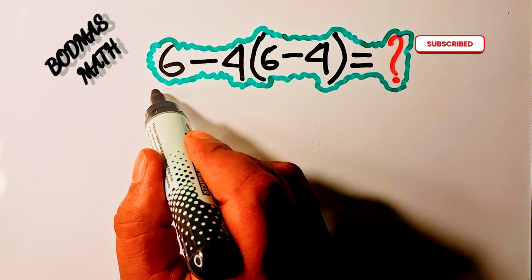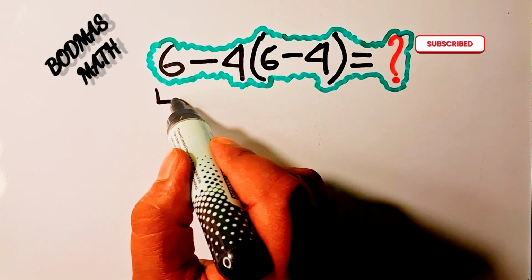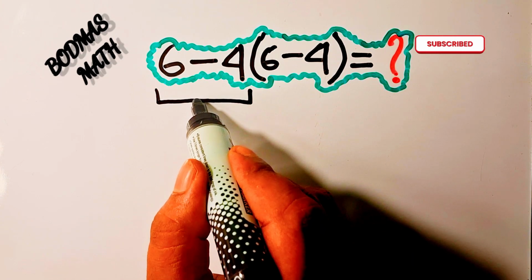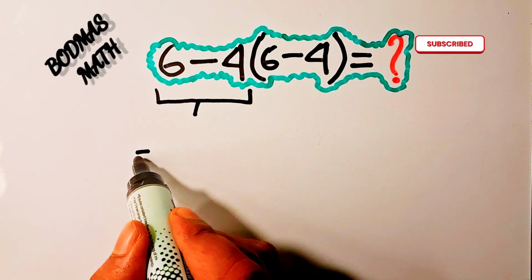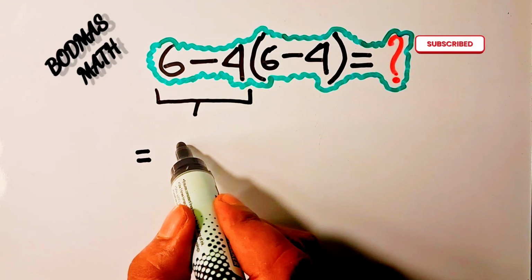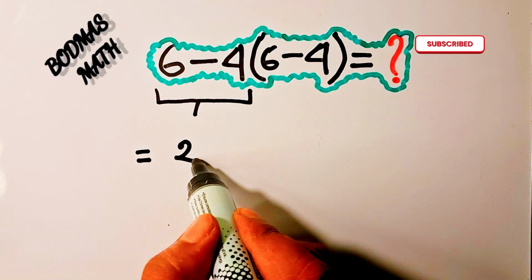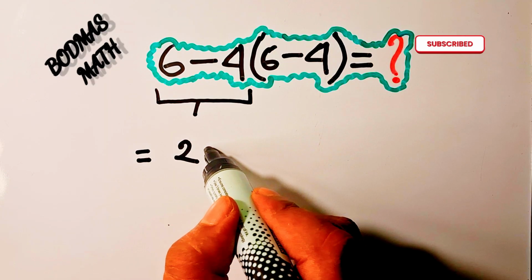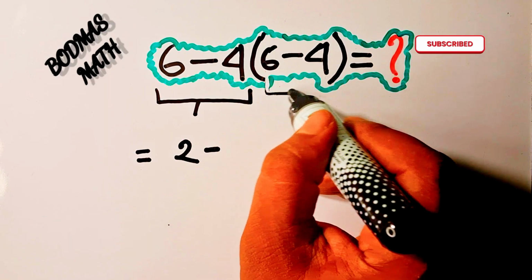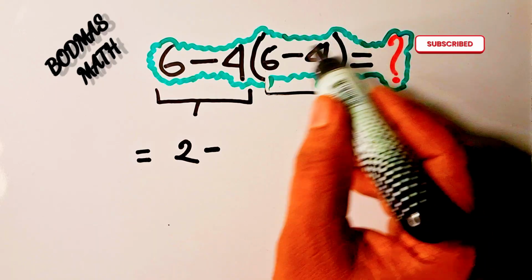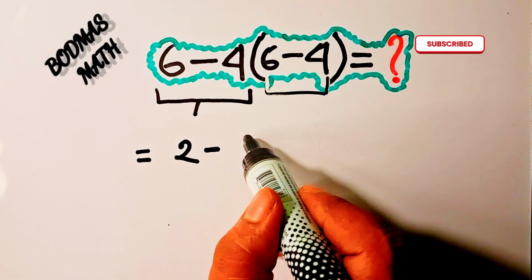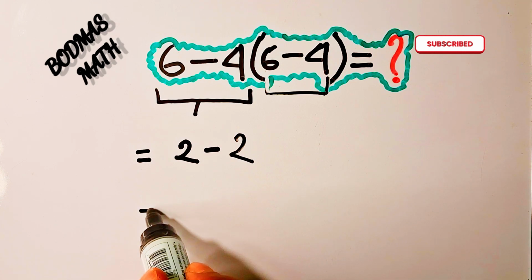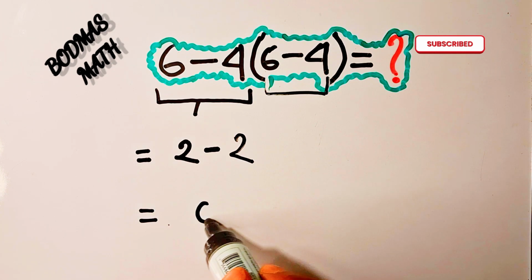Hello guys, there is a written BODMAS problem. First we will do a demo solution. Watch. First, 6 minus 4 is equal to 2, minus 6 minus 4, and 6 minus 4 is equal to 2. Then 2, and then the answer will be 0.